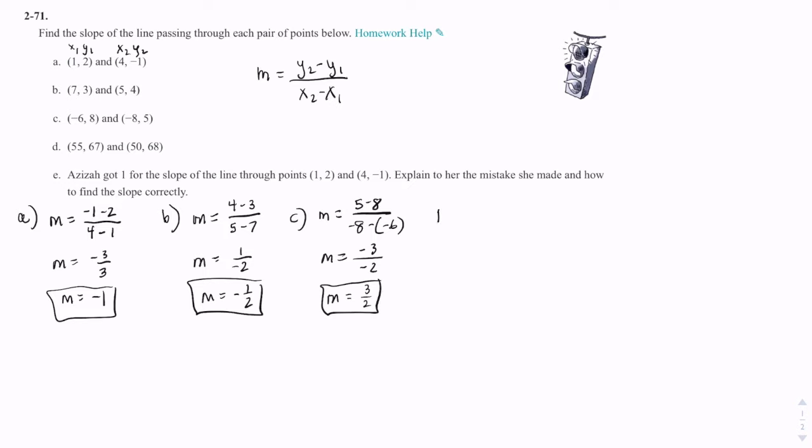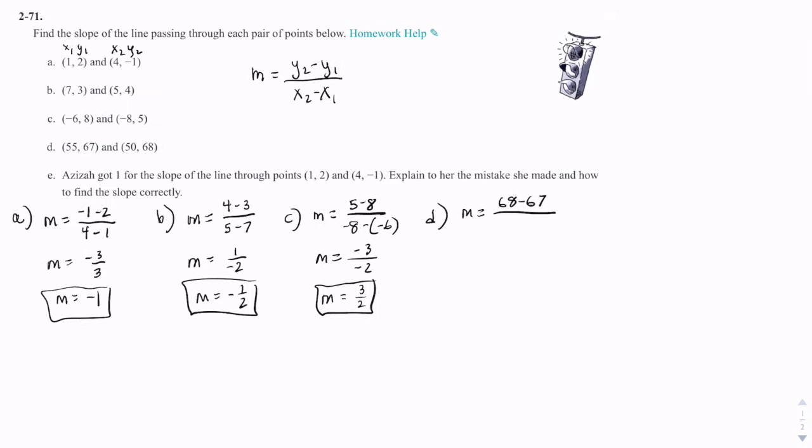And for D, right, I have the slope equals bigger numbers, but not harder, right? 68 minus 67 over 50 minus 55. So the slope comes out to be 1 over negative 5. So the slope is negative 1/5.